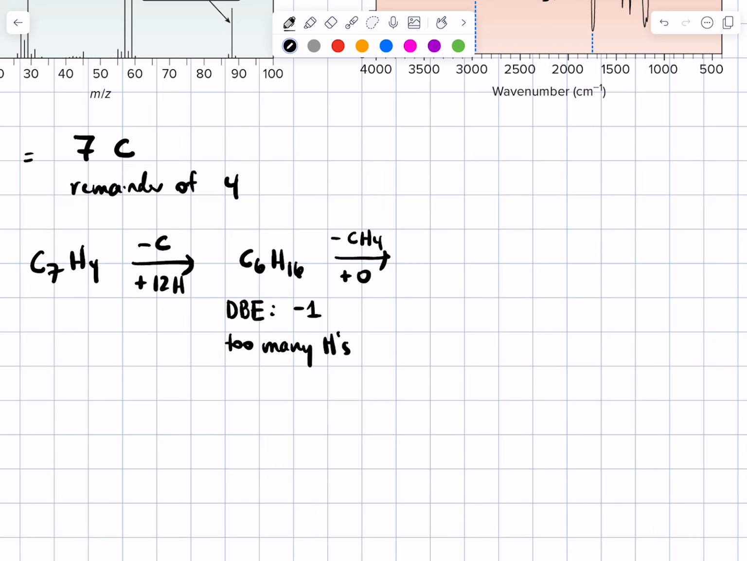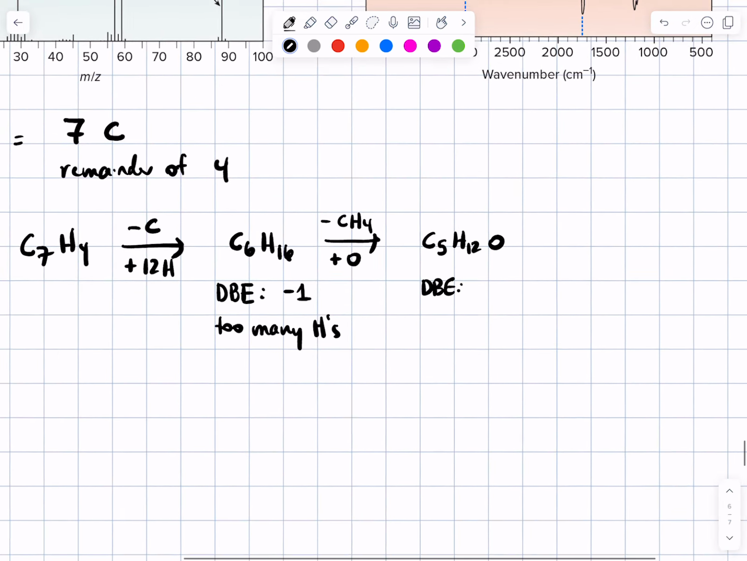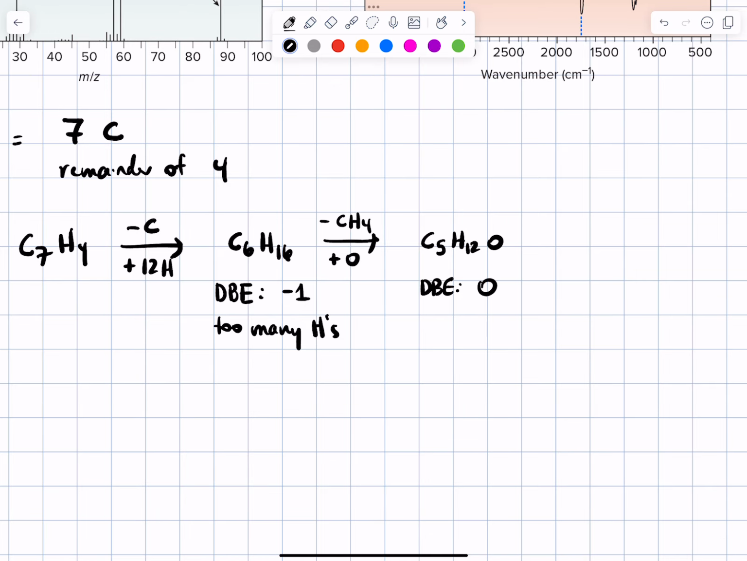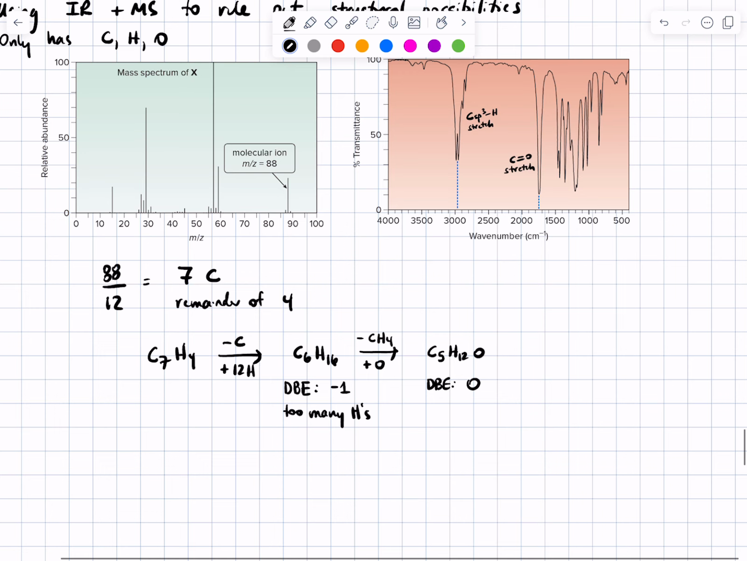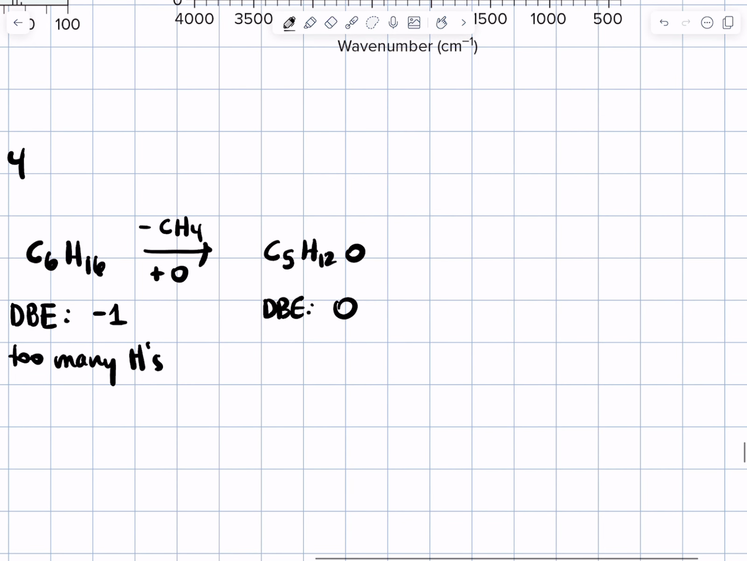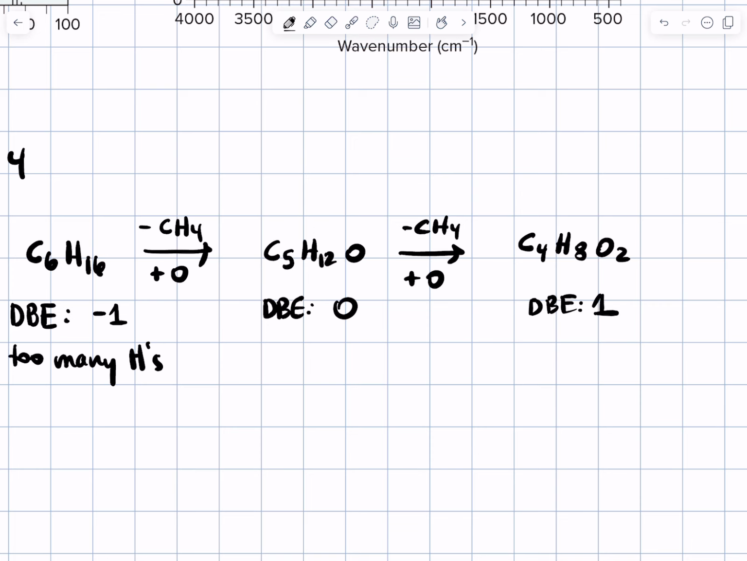Then I start to come up with C5H12O. I can calculate double bond equivalence for that. If you did that, you would see that it's 0, which seems like a reasonable possibility, except the IR data says I have a carbon-oxygen pi bond, so that's not the right molecular formula. Let's do it again. Let's take another CH4 and replace it with an oxygen. Then the formula is C4H8O2. Double bond equivalents there are 1, so that's a reasonable possibility.